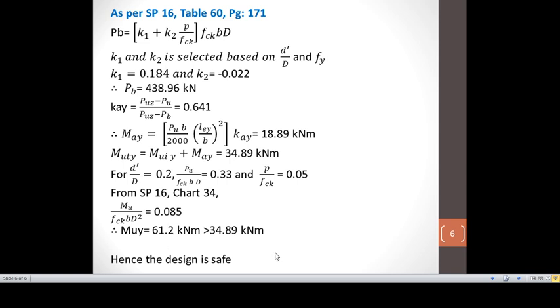So this is an example of how to design a slender column for a given axial load and moment. The first question was about how to check the adequacy of a given design, or given dimensions of the column and reinforcement. And the second question describes how to design the slender column.